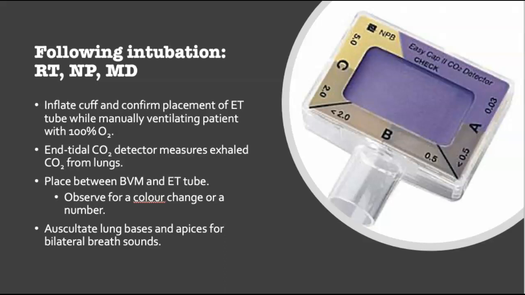You place this end-tidal CO2 detector between the bag valve mask and the ET tube, and you observe for a color change or a number. The other way to check that it's in the proper place is to auscultate the lung bases and the apex of the lungs for bilateral breath sounds. If there's no CO2 detected on the end-tidal CO2 detector, then the tube is in the esophagus and needs to be reinserted.